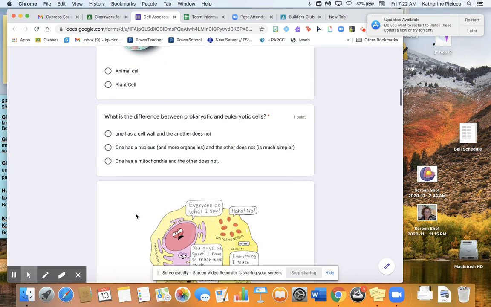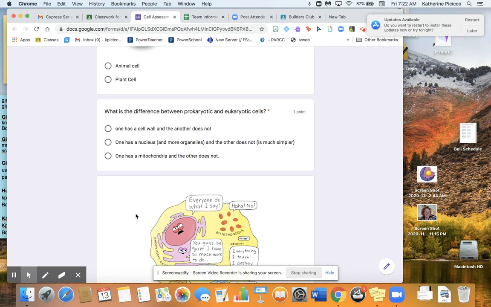Okay, next question. What is the difference between prokaryotic and eukaryotic cells? Well, the difference is one has a cell wall and the other does not. One has a nucleus and more organelles, so it's more complex, and the other one does not. It's much simpler. Or one has a mitochondria and the other does not. What's the difference between prokaryotic and eukaryotic cells?